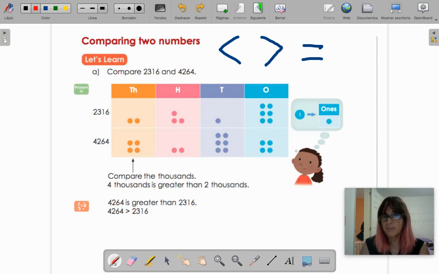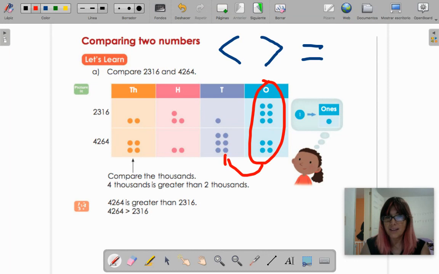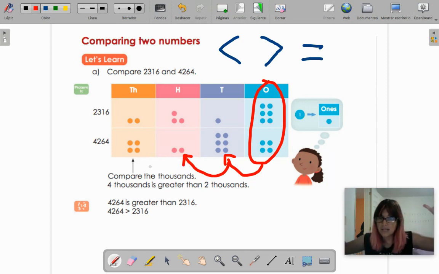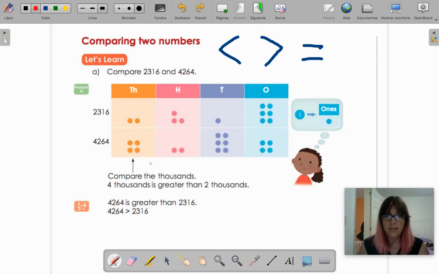4,264. So, to compare numbers, here we don't begin in the ones, like when we add or subtract or multiply. We begin with the biggest number. Why with the biggest? Because remember that usually we begin here. But if we get 10, we pass them here. That means our numbers get bigger. If we get 10 here, we pass it here. So always the last number is the one that is bigger. It's telling you that you have more. Okay? That's why here we begin with the thousands.